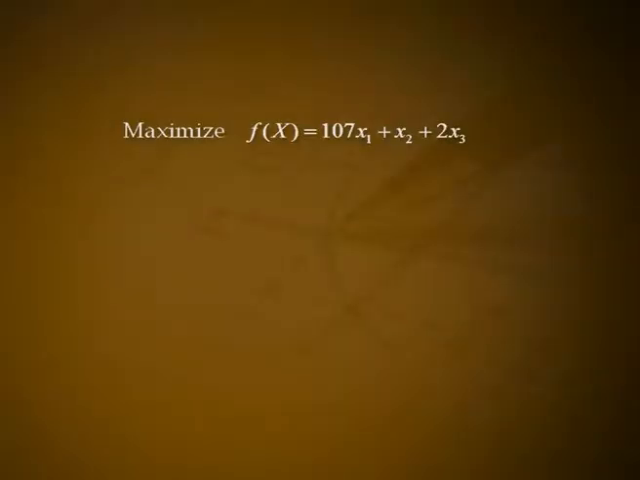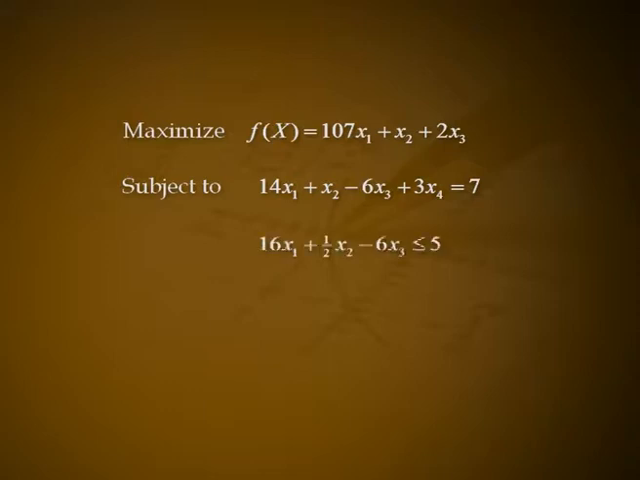Problems. Problem 1. Maximize f of x equal to 107 x1 plus x2 plus 2x3 subject to 14 x1 plus x2 minus 6 x3 plus 3 x4 equal to 7, 16 x1 plus 1 by 2 x2 minus 6 x3 less than or equal to 5, 3 x1 minus x2 minus x3 less than or equal to 0, x1 greater than or equal to 0, x2 greater than or equal to 0, x3 greater than or equal to 0, x4 greater than or equal to 0.